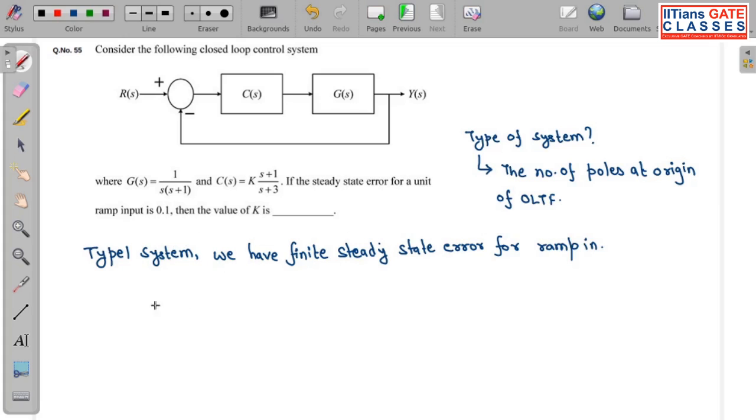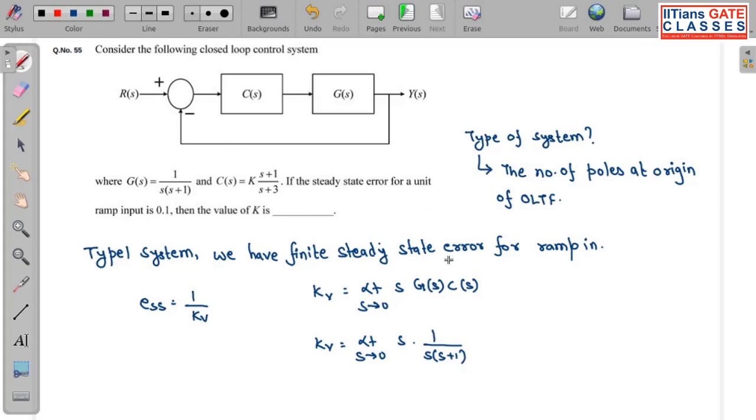Okay, so we know that ESS is equal to 1 by kV, where kV is the velocity constant. And kV is equal to limit s tends to 0 of s G(s) C(s), the forward path transfer function. Okay, so let me first calculate kV. So kV is equal to limit s tends to 0 of s, what is G(s) they have given, into 1 by s into s plus 1.